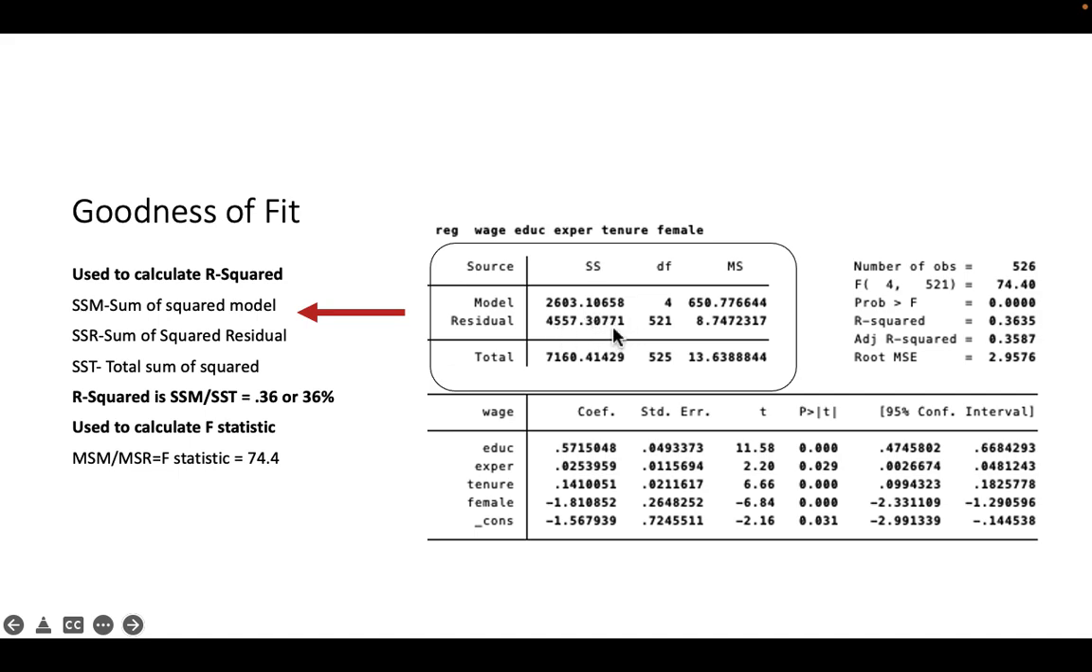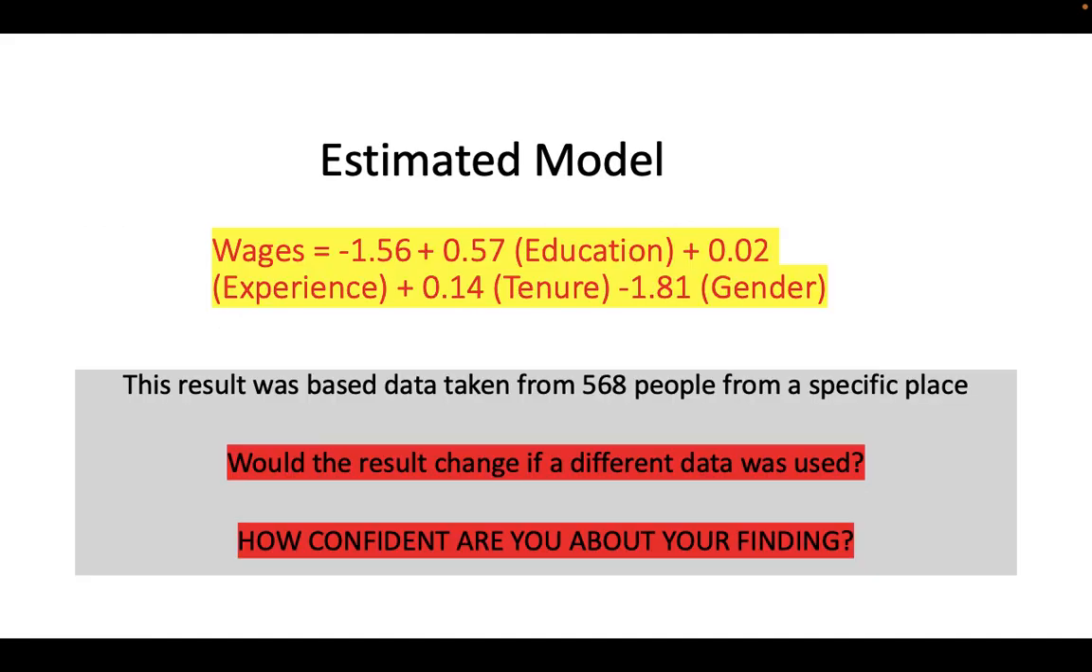Your model is unable to explain this portion. So if you want to figure out how good your model is, you divide how much your model is explaining out of the total variation in the wages, or the dependent variable, and that gives you a value of 36.35%, 36% as your R square.